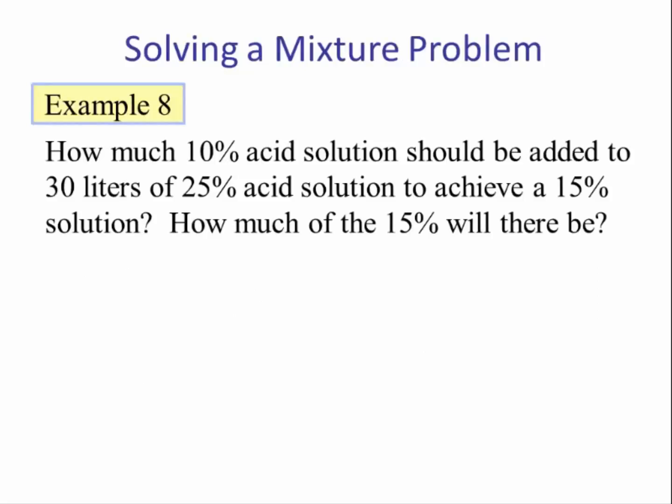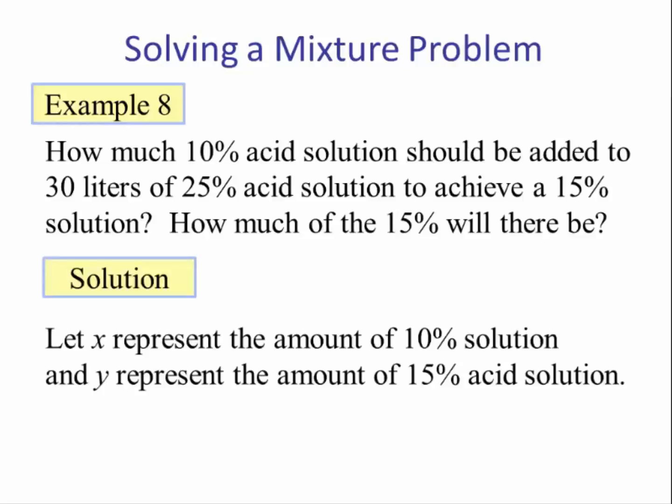How much 10% acid solution should be added to 30 liters of 25% acid solution to achieve a 15% solution? How much of the 15% solution will there be? So, solution: again, we're going to let x be equal to the amount of 10% solution and y be the amount of 15% acid solution.